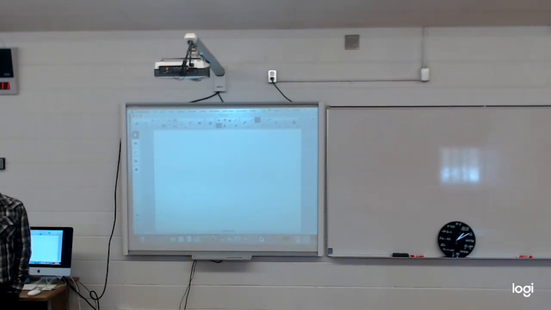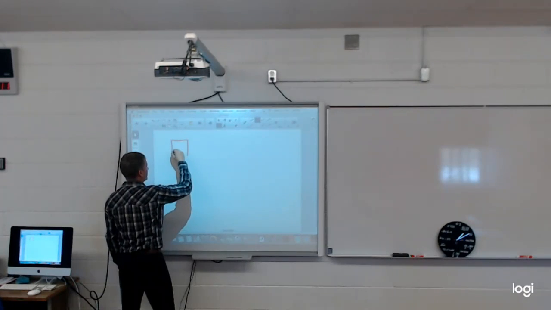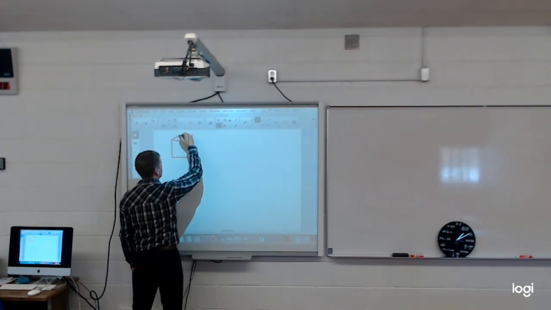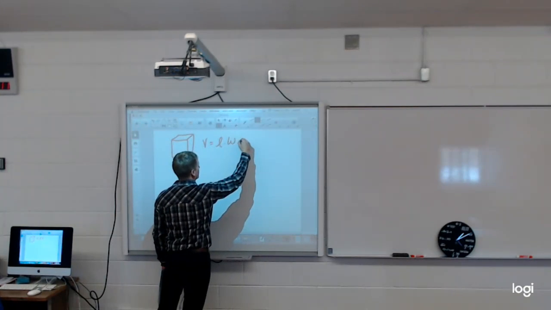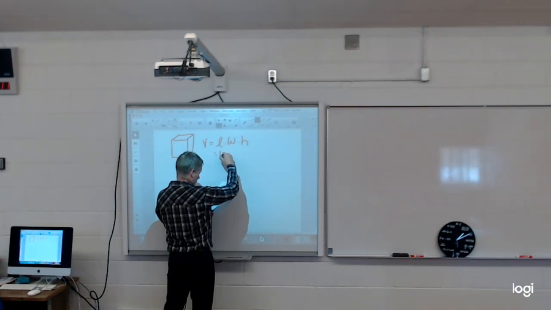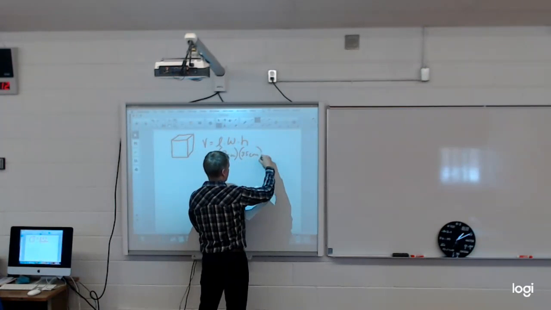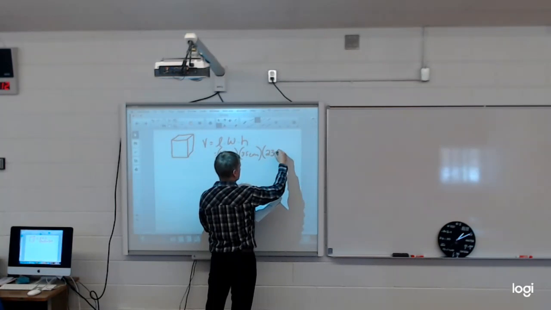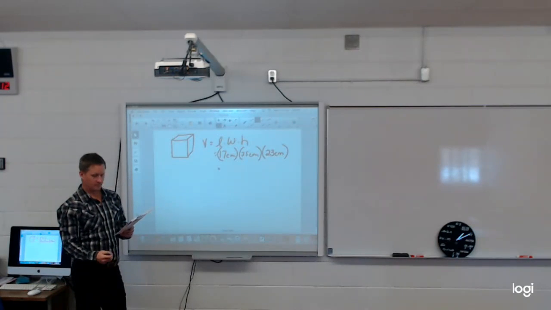Okay. What is the volume of an aquarium with 17 centimeters width, 35 centimeters length, and 23 centimeters height? Okay, so let's find the volume of it first. How do I find the volume of any rectangular object? Length times width times height. Right, so volume is length times width times height. And in this case, that is 35 times 17 times 23. 17 centimeters times 35 centimeters times 23 centimeters, which works out to what? Oh, 13,685.